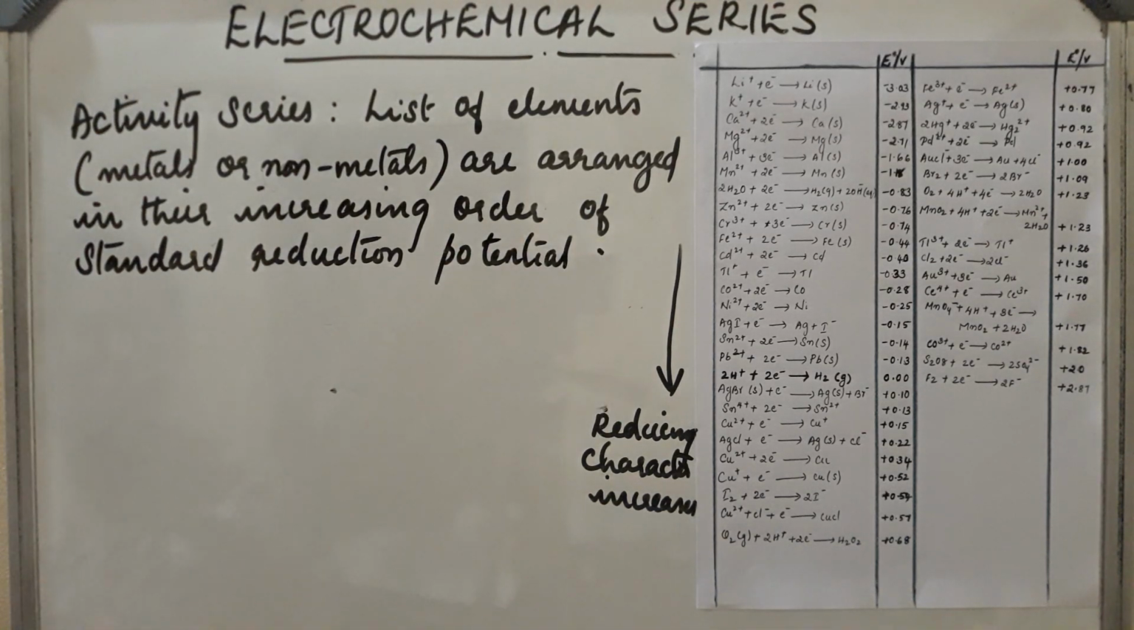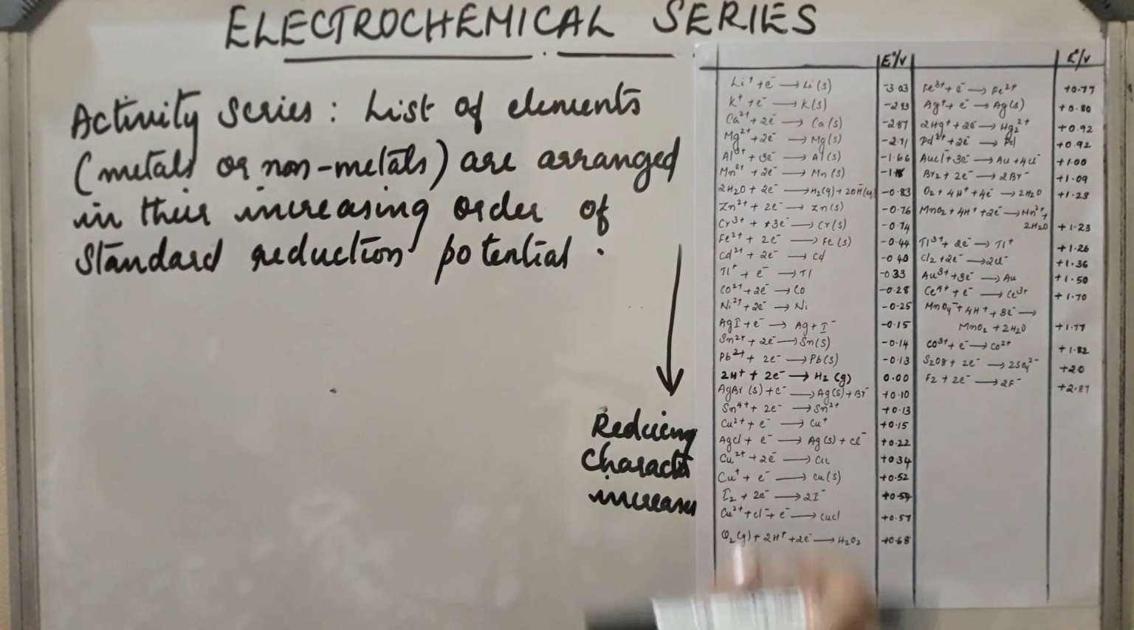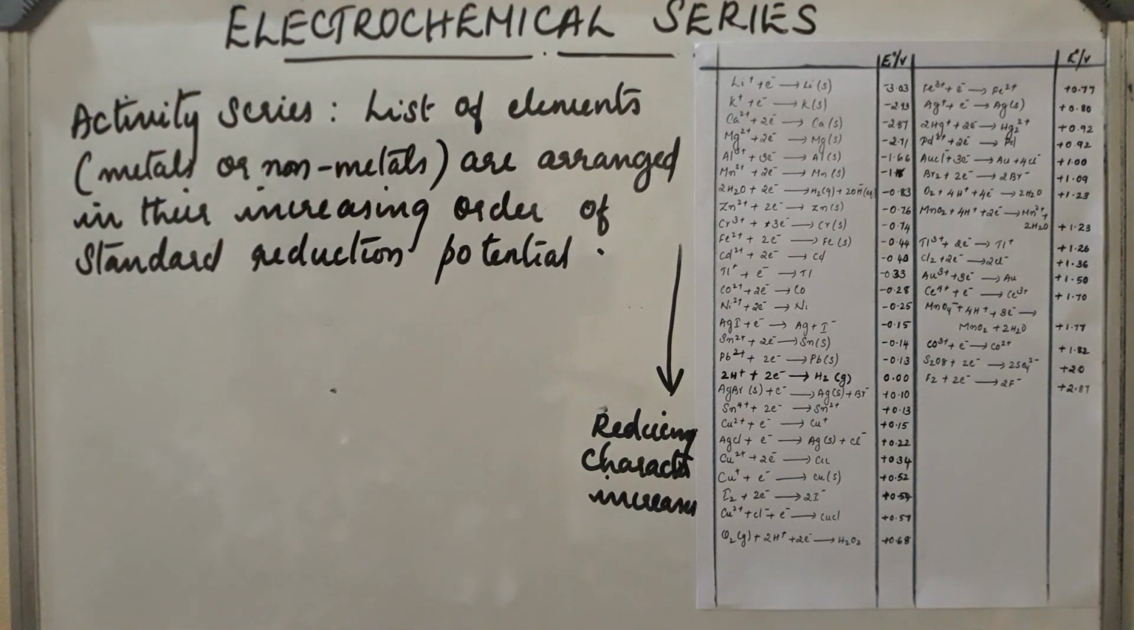The standard reduction potential is obtained by comparing their potential differences with that of a standard hydrogen electrode potential. So the electrode potential of an element is compared with the reduction potential of the standard hydrogen electrode, and we get the standard reduction potential. And this is the list. It is arranged in the increasing order of their standard reduction potential.